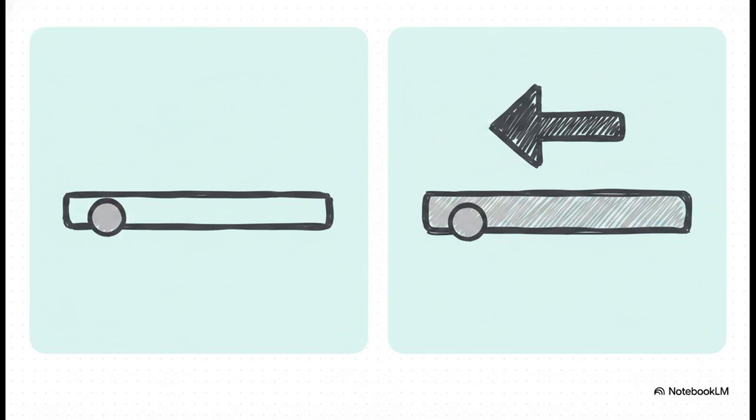Contrast that with the RTL, or right-to-left property. If you're building an app localized for Arabic or Hebrew, setting RTL to true automatically reverses the entire progress direction, so it fills natively from right to left. That is an absolute lifesaver for global app development.